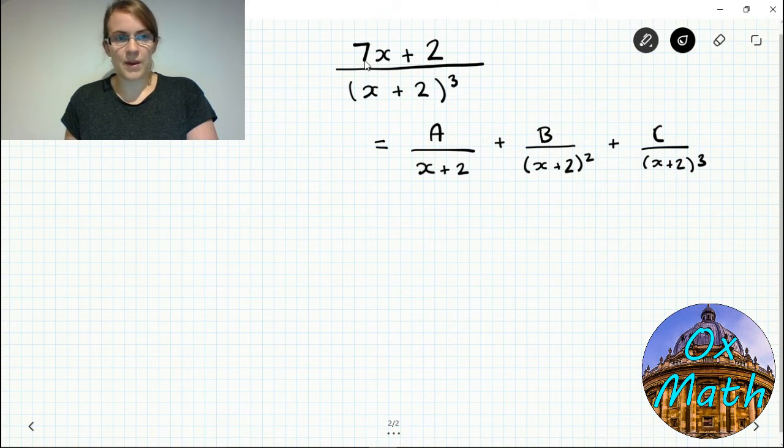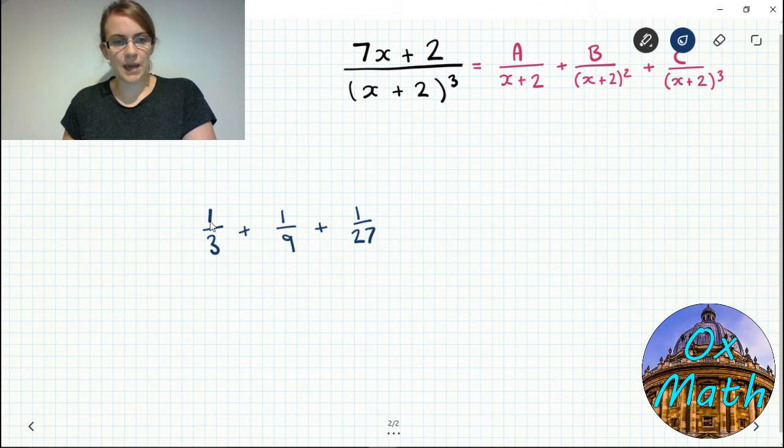So remember, in the last video we talked about if there's 3 factors on the bottom, you need 3 partial fractions. You still need that, but this time you've got an increasing power each time. The reason for this can be seen if we consider something with numbers. So if we had 1/3 plus 1/9 plus 1 over 27, now 27 is actually the same as 3 cubed, 9 is the same as 3 squared, and obviously 3 is just 3.